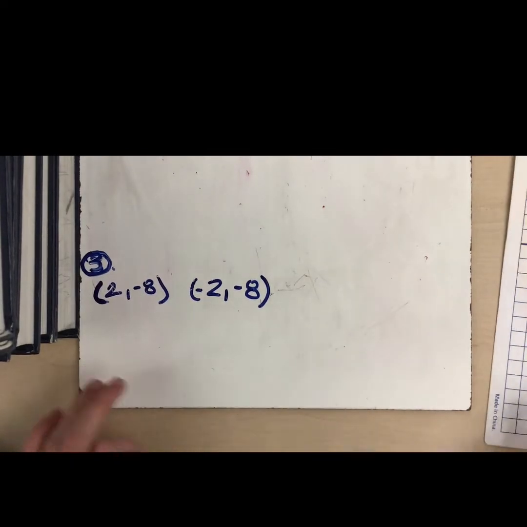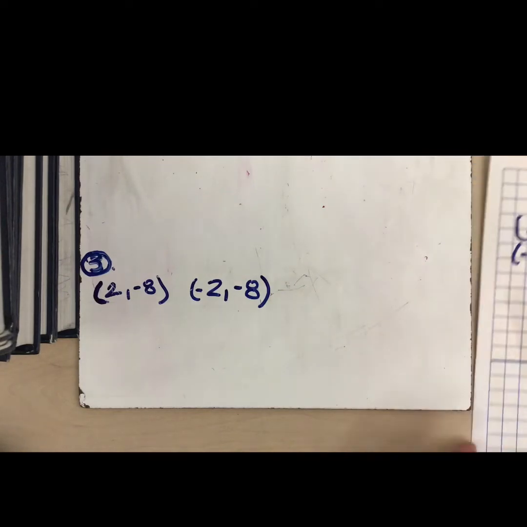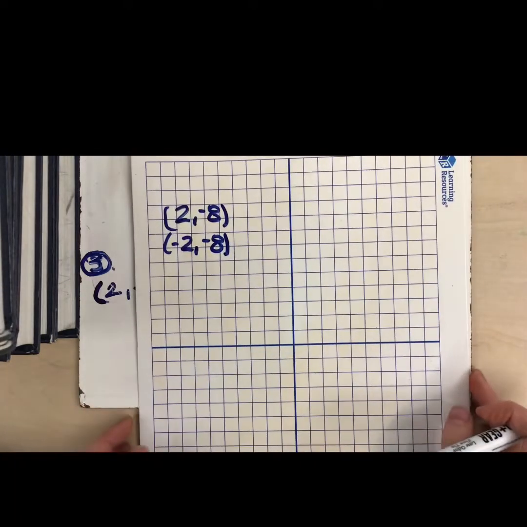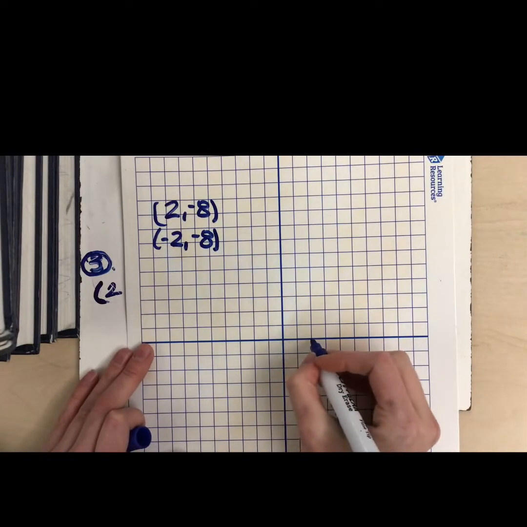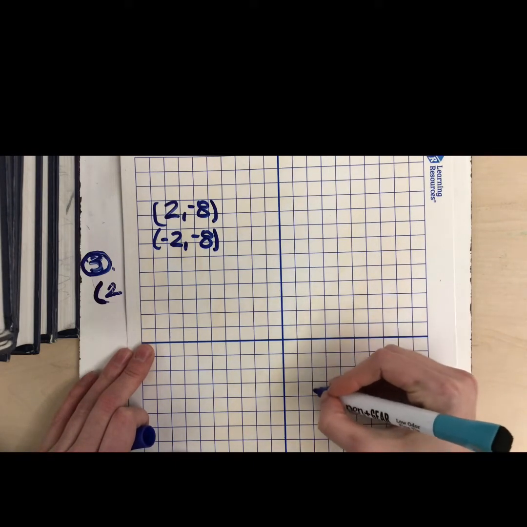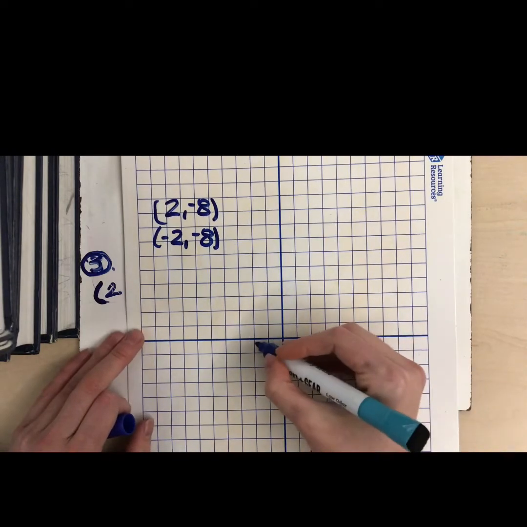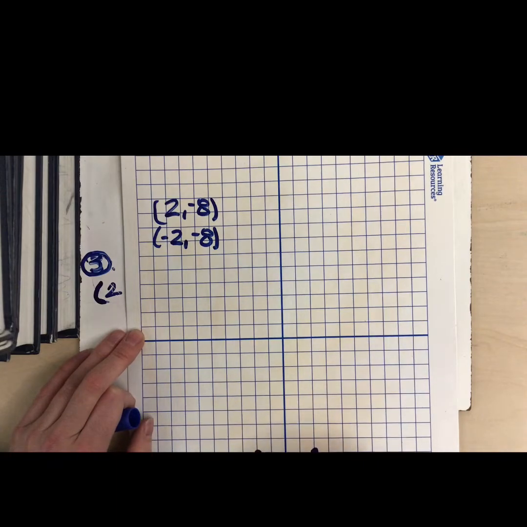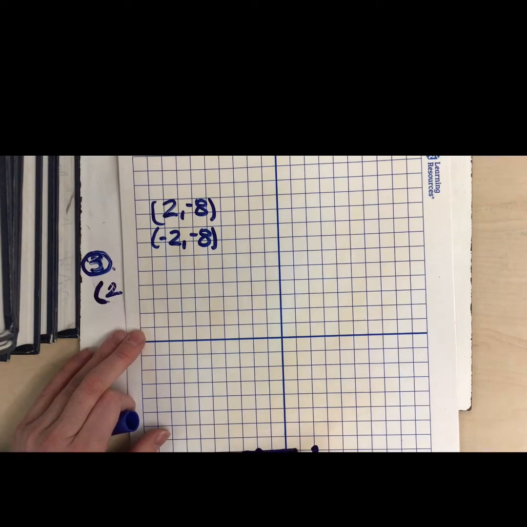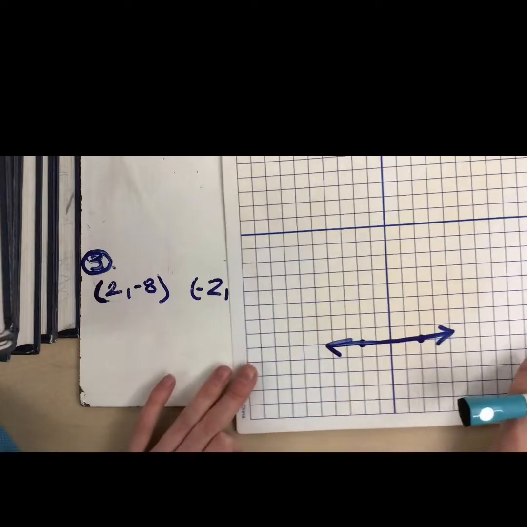First, I need to plot these points, and so my points are 2, -8, -2, -8. And when I plot these points on my graph, I come +2, down 8. And I do the same thing, -2, -8. So if I were to make the graph, draw my line in here, it gets down there pretty far, but that's okay.